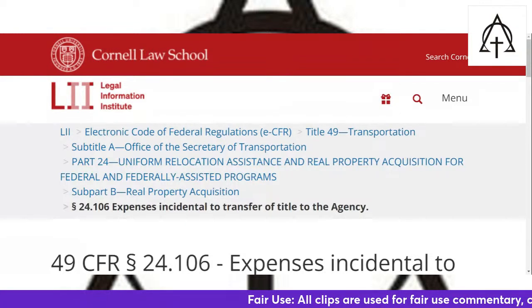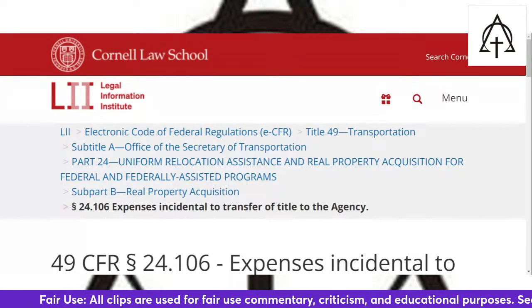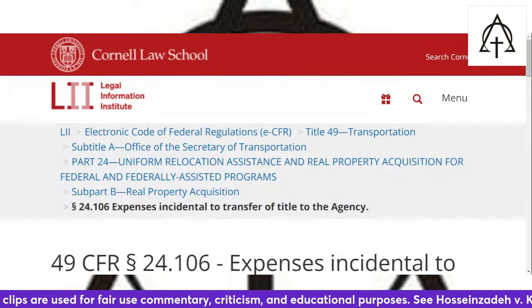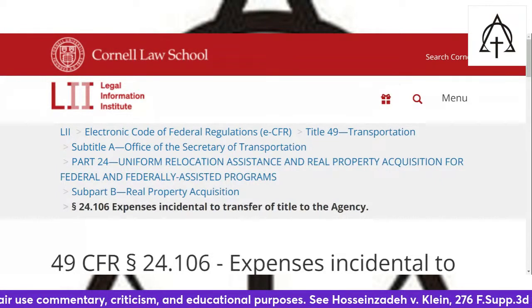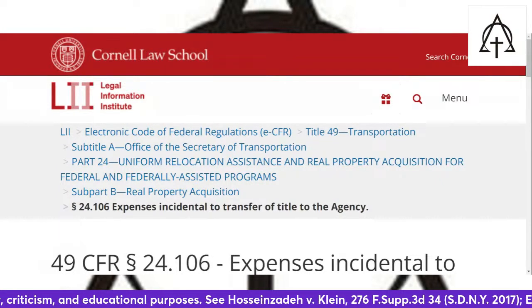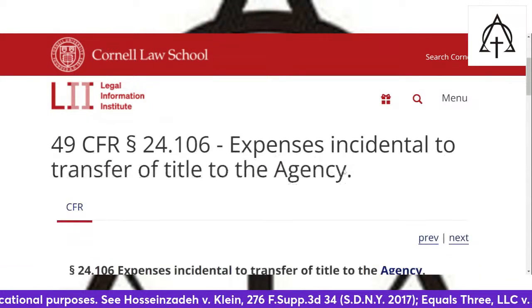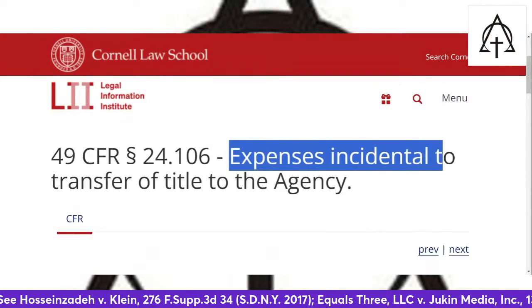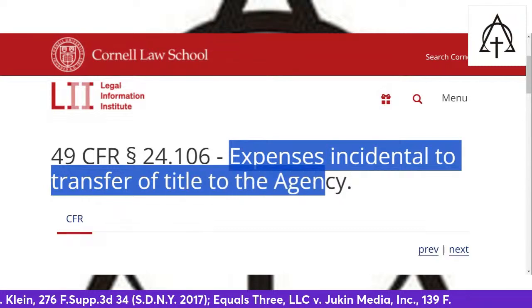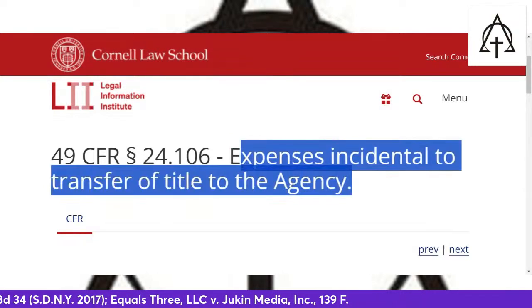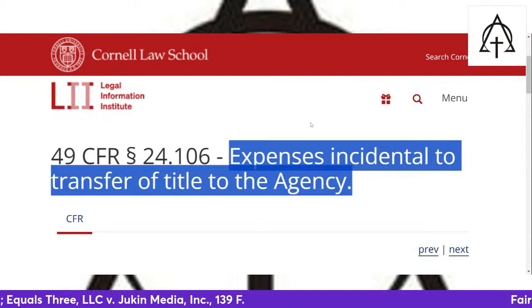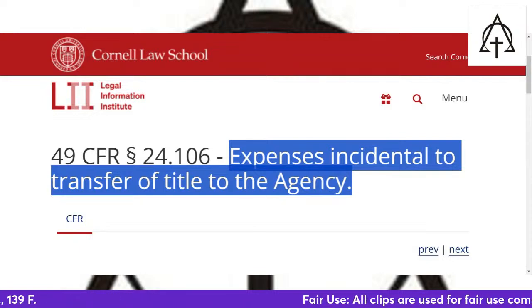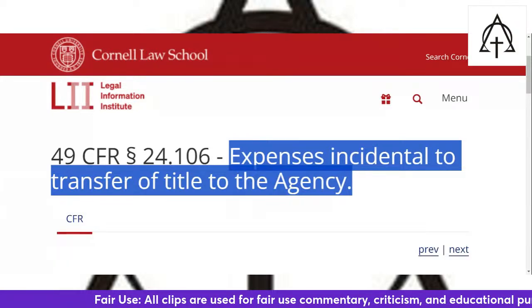Absolutely. What we're looking at here is 49 CFR 24.106. And we know the birth certificate is a bond, and we know it's an entitlement. It's a title. It's got a title on it, okay? And it says expenses incidental to transfer of title to the agency. Health and Human Services is the one that this entire record starts out. And it is a state agency that is responsible for a state recovery program in every state. Okay?